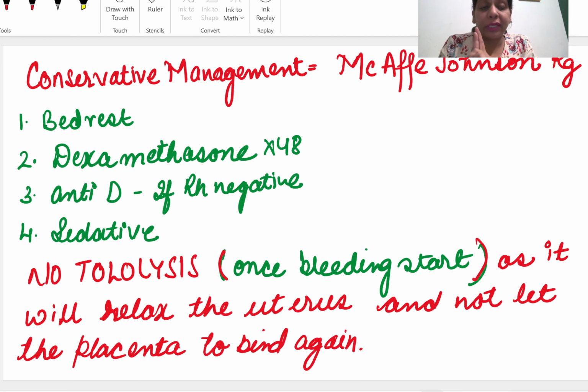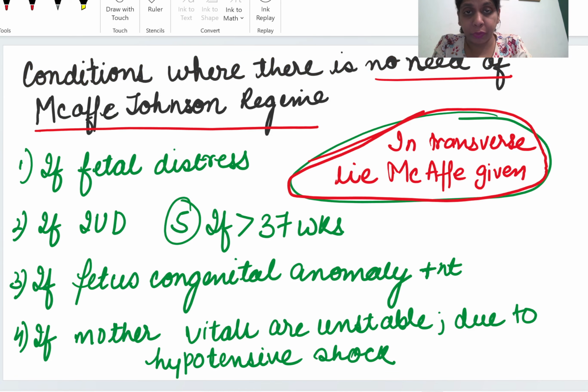But no tocolysis. As I already told you, the bleeding stopped because the uterus contracts, and the point from where the bleeding was occurring also contracts and the bleeding stops. But if you give tocolysis, then the uterus will relax and it will bleed more. So no tocolysis in the case of placenta previa with bleeding.